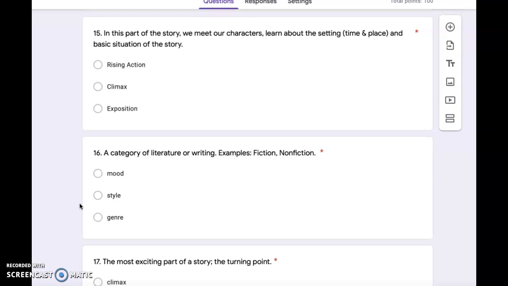Number 15, in this part of the story, we meet our characters, learn about the setting, the time and the place, and the basic situation of the story. Rising action, climax, or exposition.